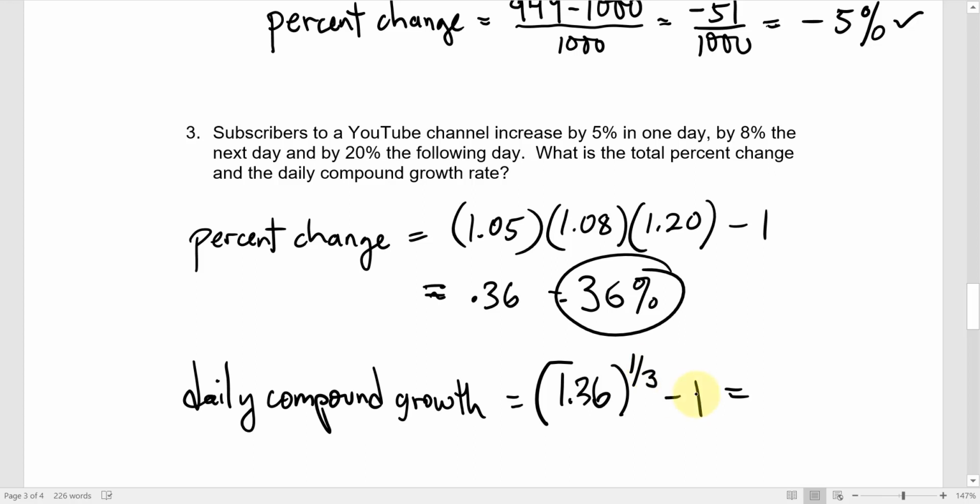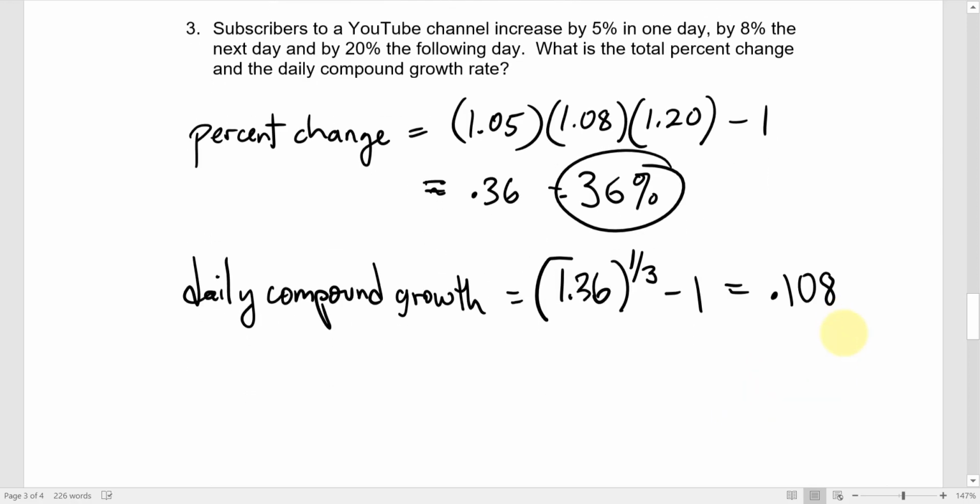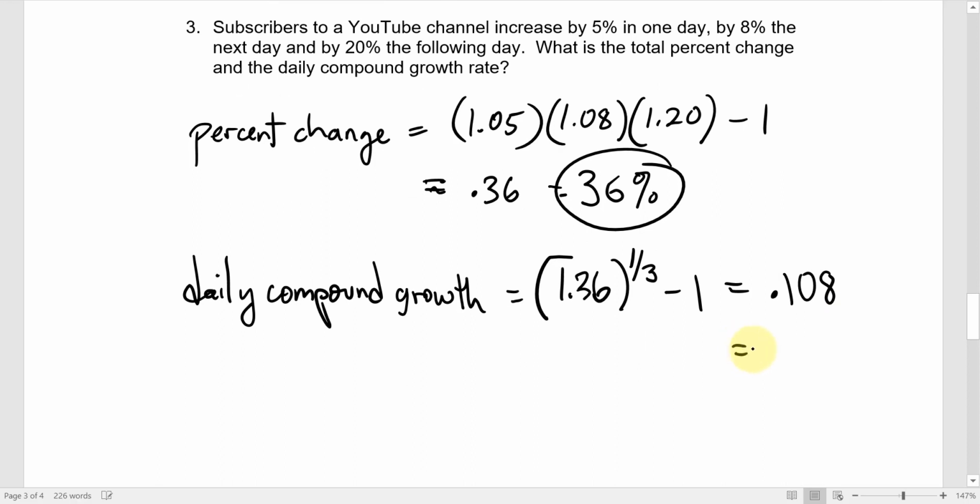What do we get here? About 0.108. So 10 or 11%. Let's say it's 10.8. So it's not 12%. 12% every day for 3 days is going to beat that 36% overall. This is really growing at a 10.8% roughly daily increase. Average compounded daily increase of 10.8% produces an overall increase of 36%.